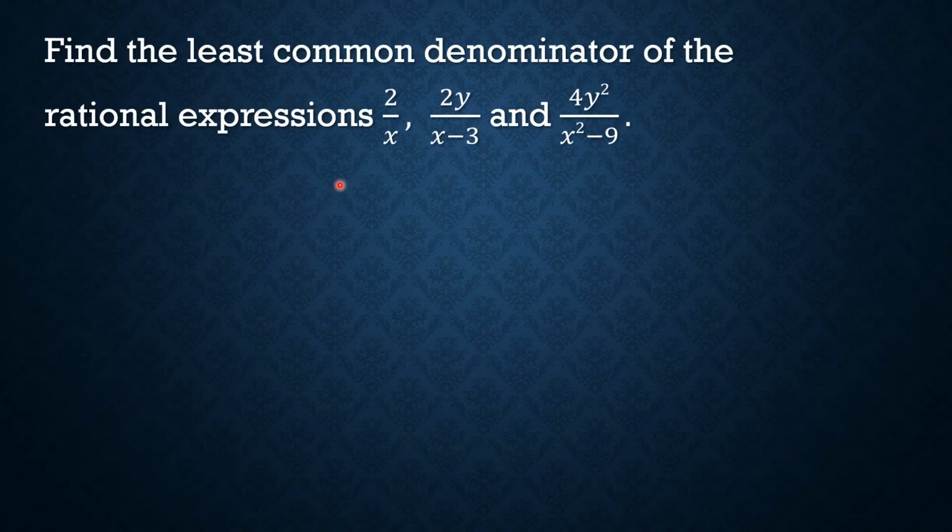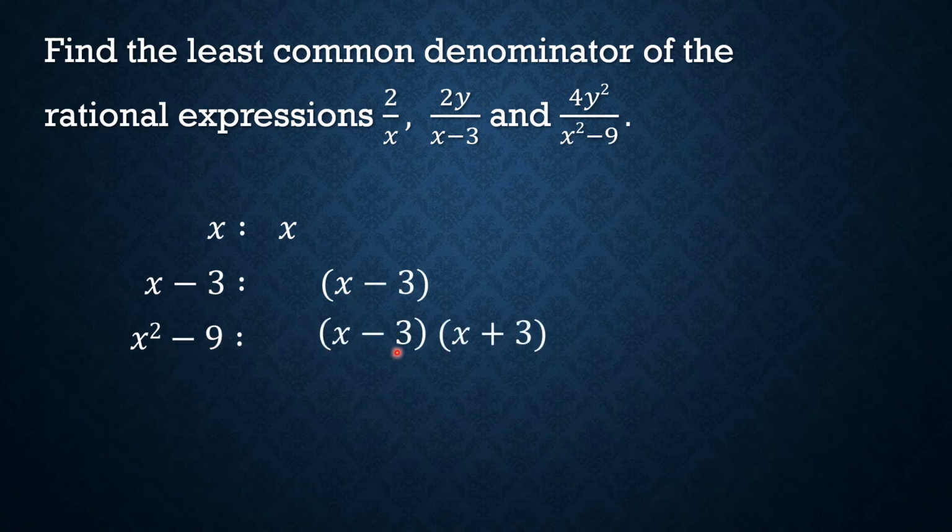The third example involves three rational expressions. Take note, ang aim natin is to get the LCD by simply factoring all the denominators first and see what we can find. So, simple, x is x. x minus 3, same, x minus 3. x squared minus 9 can be factored as x minus 3 times x plus 3.